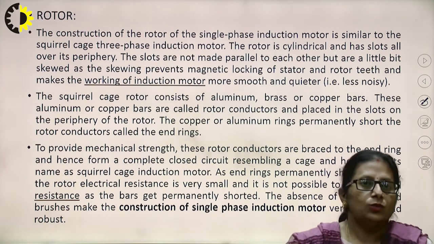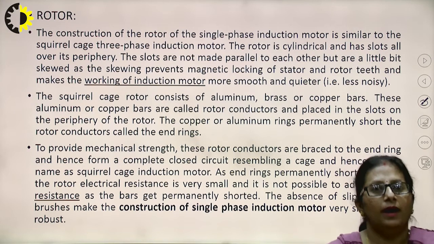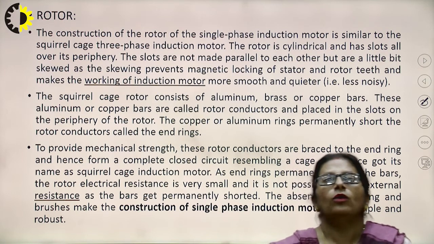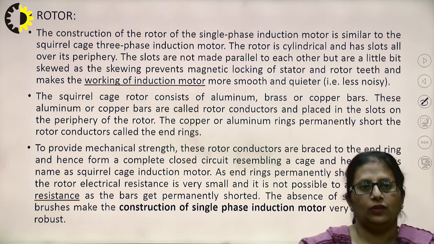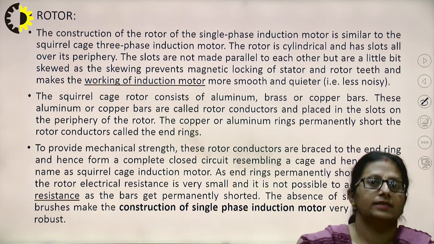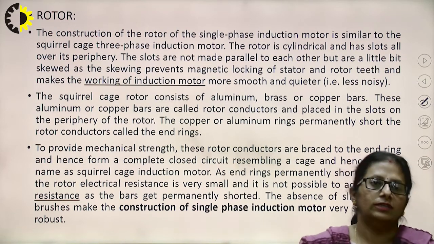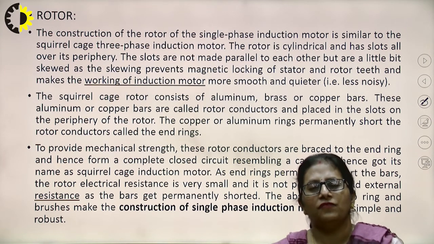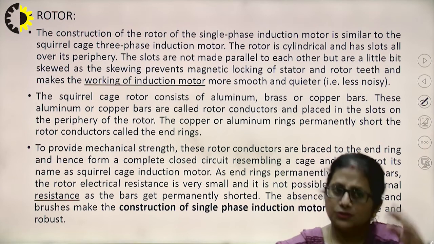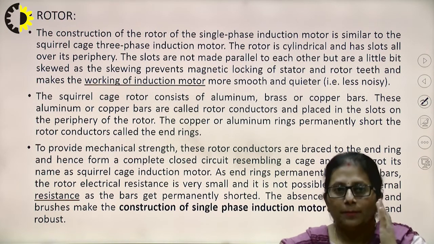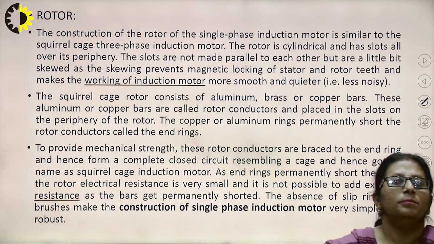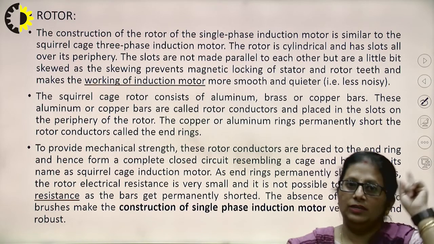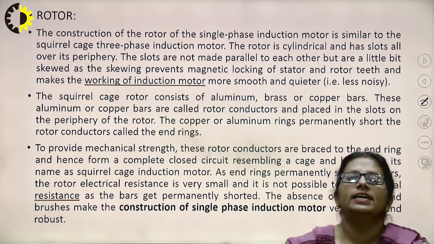So, the squirrel cage rotor consists of aluminium bars, copper bars, or brass bars, called the rotor conductors, that are placed in the periphery of the rotor. The copper or aluminium rings are provided permanently to short these rotor conductors, and these are called end rings. This is the construction we have studied in the case of the squirrel cage three-phase induction motor. To provide mechanical strength, these rotor conductors are braced, and hence they form a complete closed circuit resembling a cage. That's why we call it a squirrel cage induction motor.